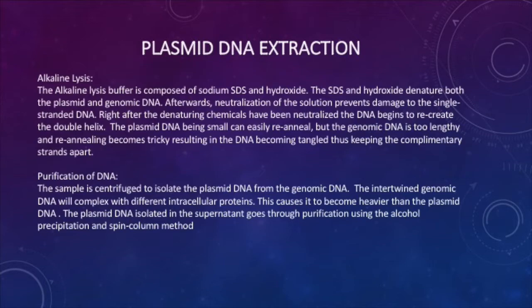Purification of DNA. The sample is centrifuged to isolate the plasmid DNA from the genomic DNA. The intertwined genomic DNA will complex with different intracellular proteins. This causes it to become heavier than the plasmid DNA. The plasmid DNA isolated in the supernatant goes through purification using the alcohol precipitation and spin column method.